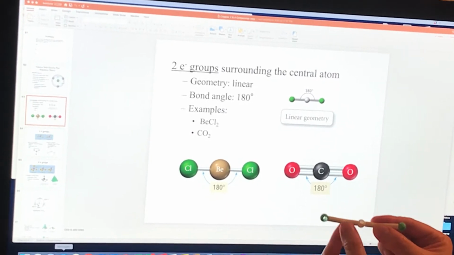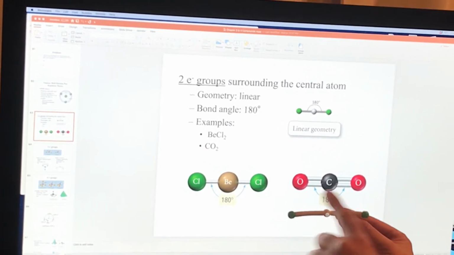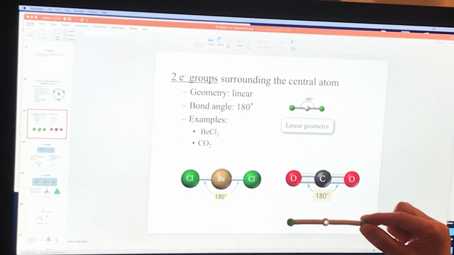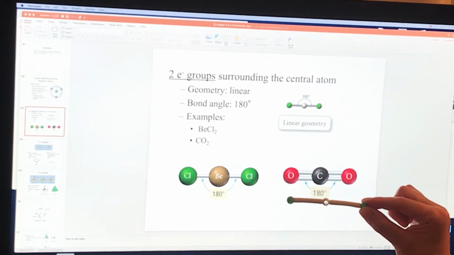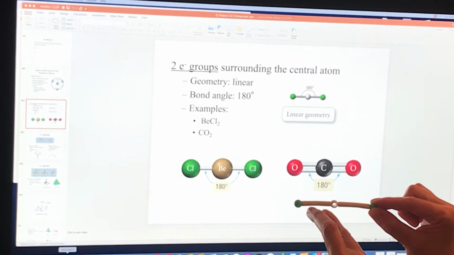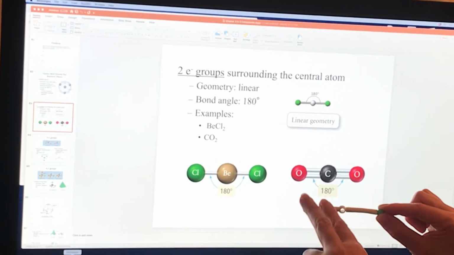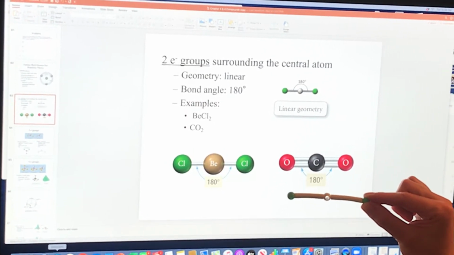and I don't know if it's showing up, but there's a little bead right here that indicates a central atom. And we have two electron groups around the central atom. What happens is your two electron groups try to get as far apart as possible. So the two electrons that are stuck together in the bond, they're stuck together. But this group of electrons and this group of electrons can repel each other.